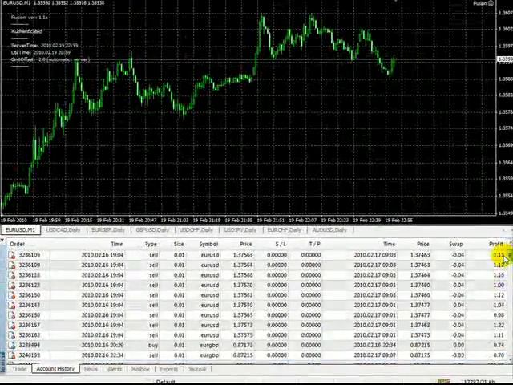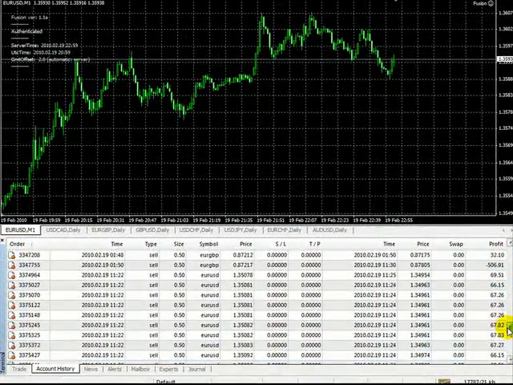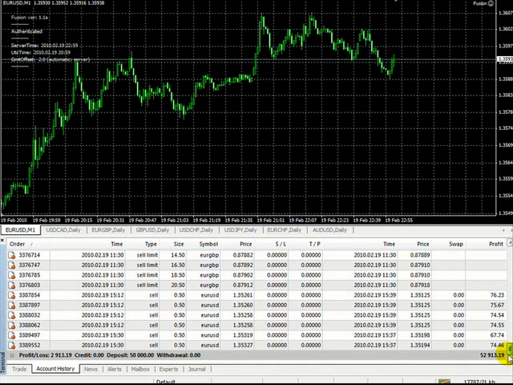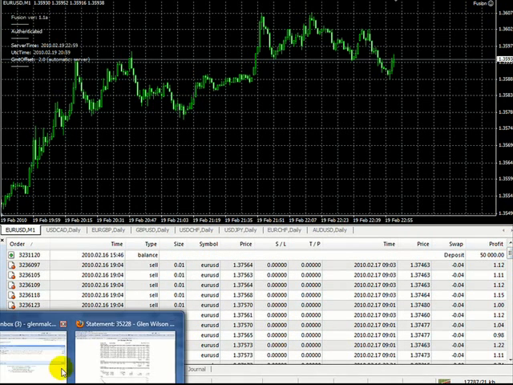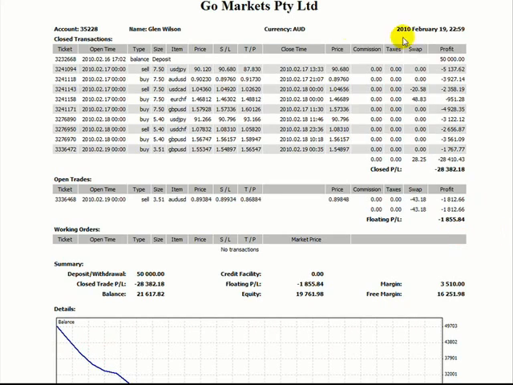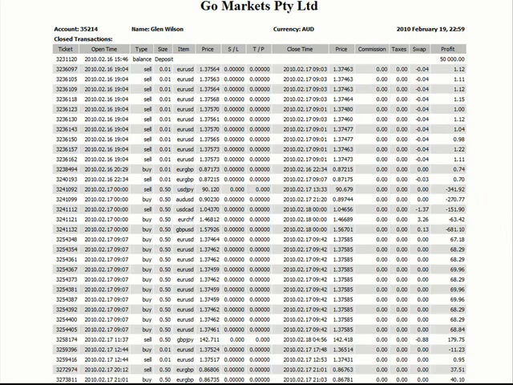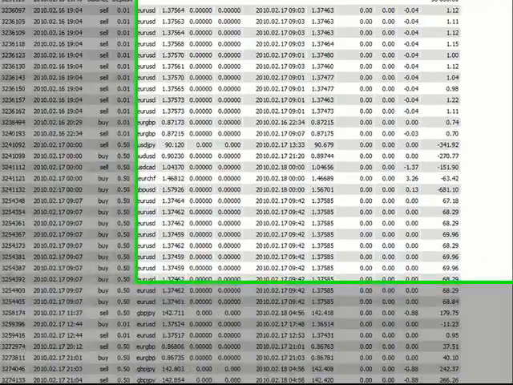As you can see, there's quite a number of trades that the EA has taken over that short period of time. And what I've done is I've printed out the expert, or the statement for the Fusion.